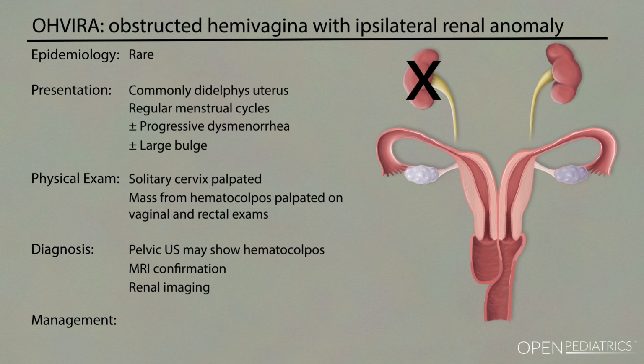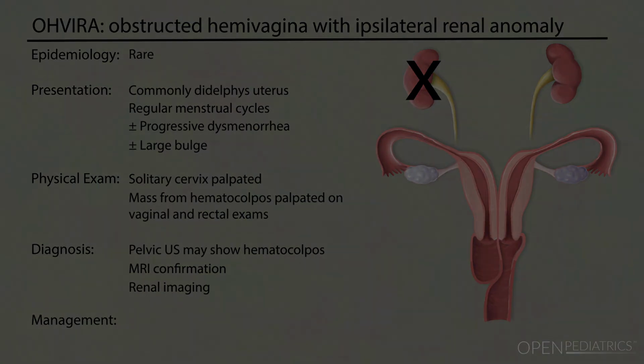In any female born without a kidney, there should be a very high suspicion for OVIRA, and the Müllerian anatomy should be further evaluated around puberty or shortly after menarche. Treatment is transvaginal resection of the obstructive vaginal septum.